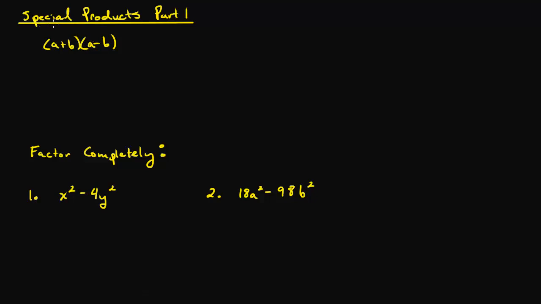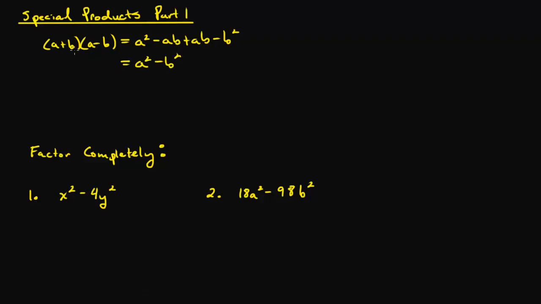Hi everyone, in this video we'll look at special products part 1. So written below here I've got (a plus b) times (a minus b). And let's expand this and see what we get. So if we FOIL this, we get a squared minus ab plus ab minus b squared. Now if we combine the middle terms, which we could have done in our head and skipped this step, we get a squared minus b squared.